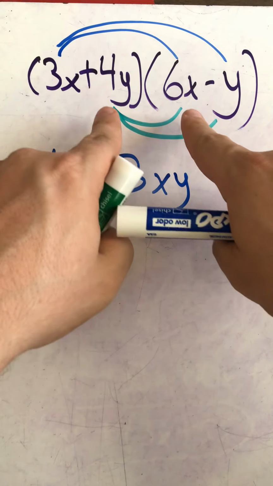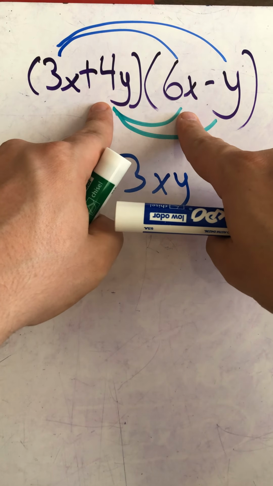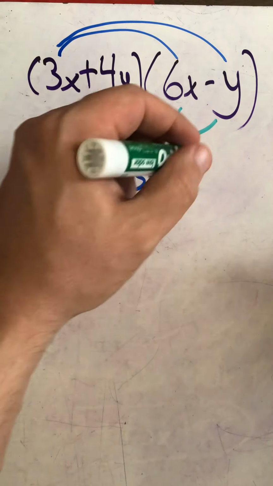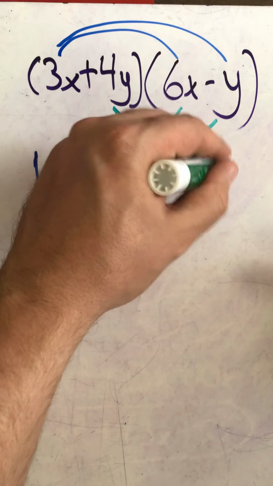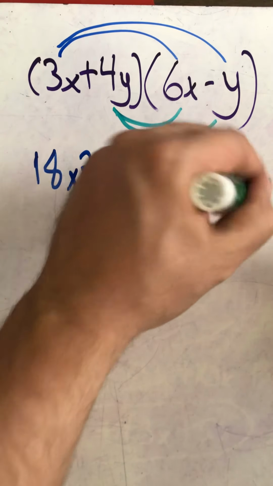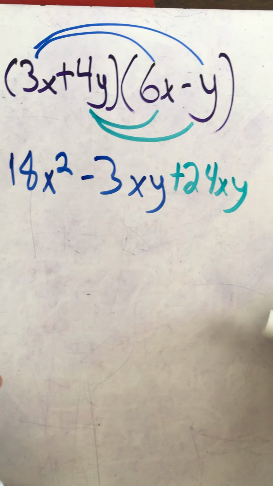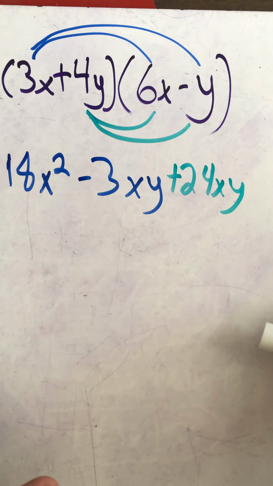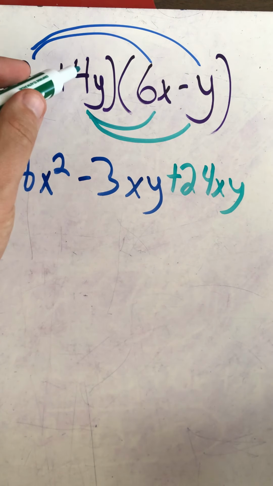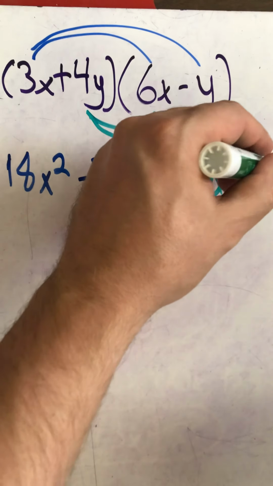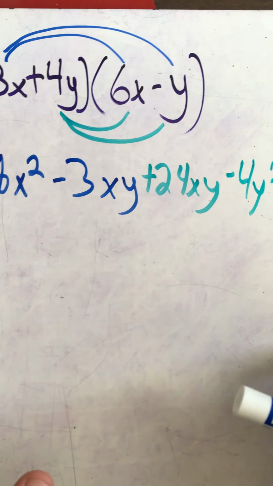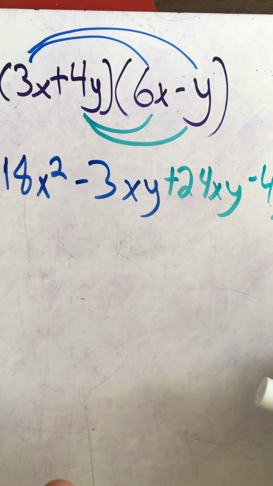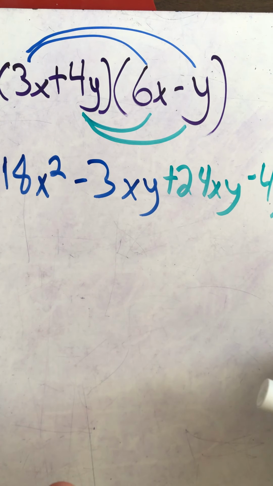Now we go to the first ones. 4y times 6x. 4 times 6 is plus 24. X times y is still xy. And last but most certainly not least, 4y times negative y, minus 4y squared. Okay? Now it's just combining like terms.